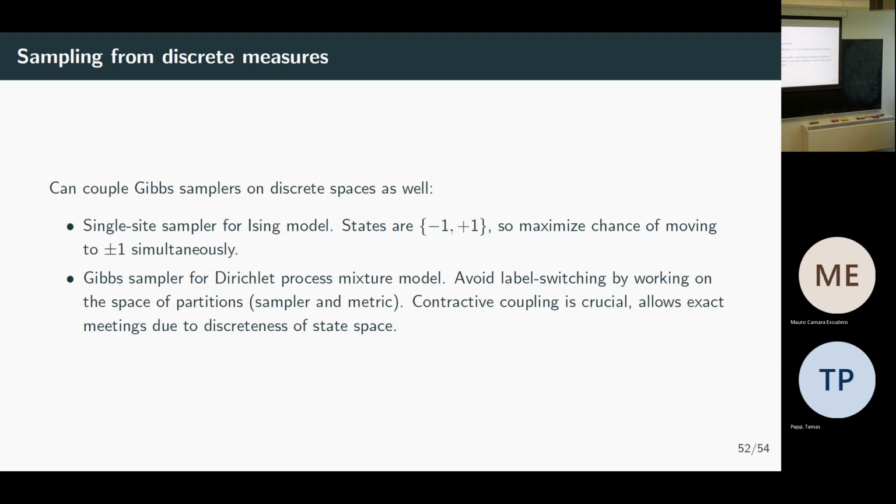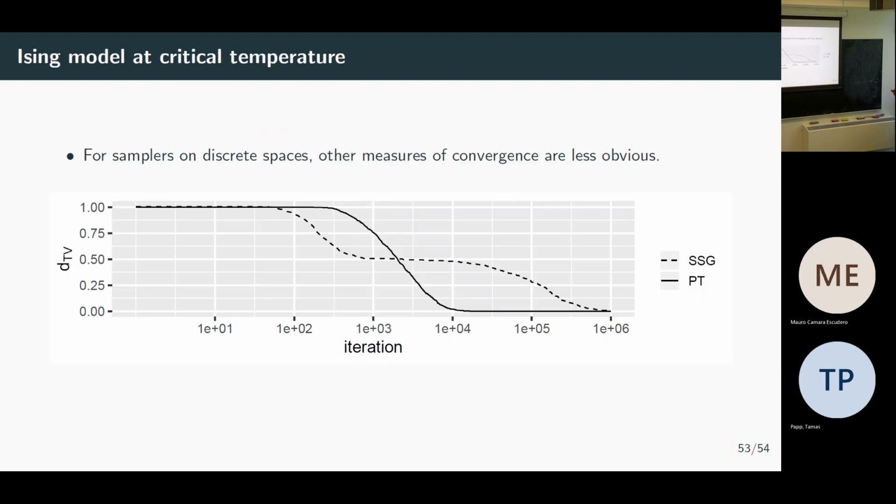So it's very natural to construct a contractive coupling here, and it allows for exact meetings in very quick time. I won't show how quickly that contracts or couples, but I'll look at the Ising model.